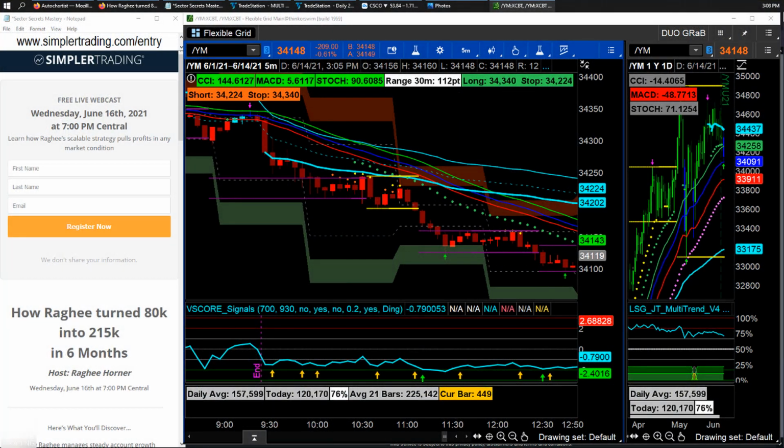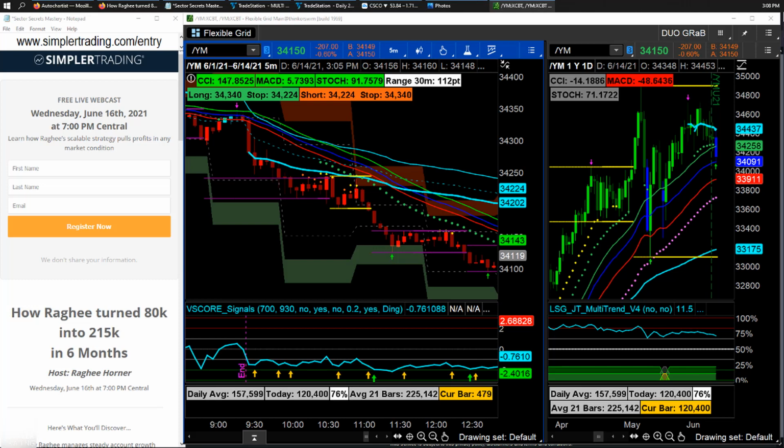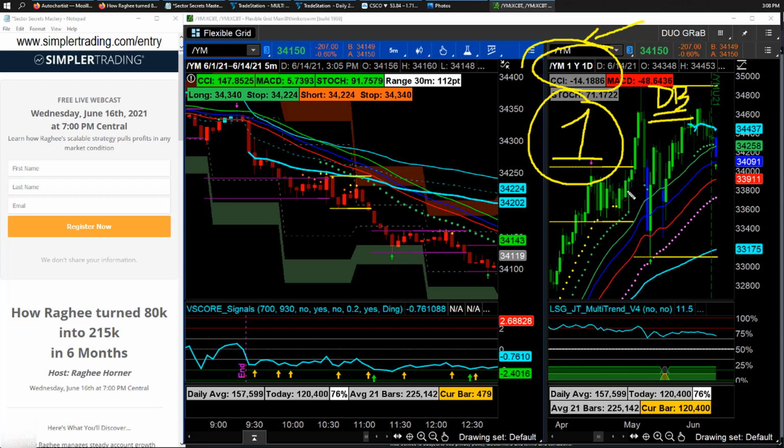Traders, Raghee here, and in this update we're going to talk about a very simple yet important step that a lot of traders leave out of their day trading approach, and that is sort of step number one, if you will, which is what's happening on the daily. Step one has got to be, what is the directional bias? And directional bias comes from the daily time frame.